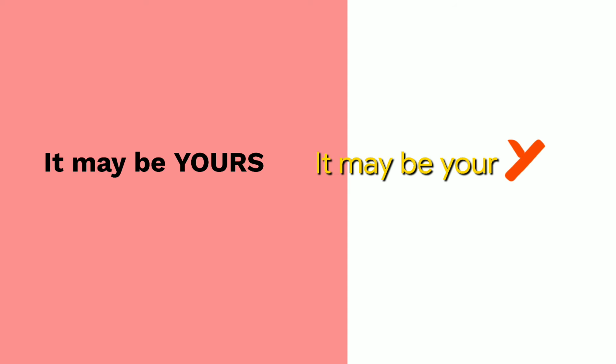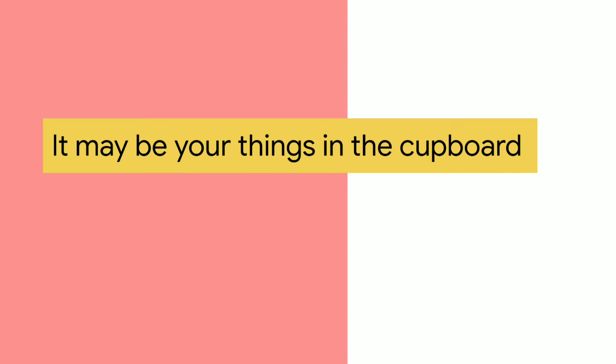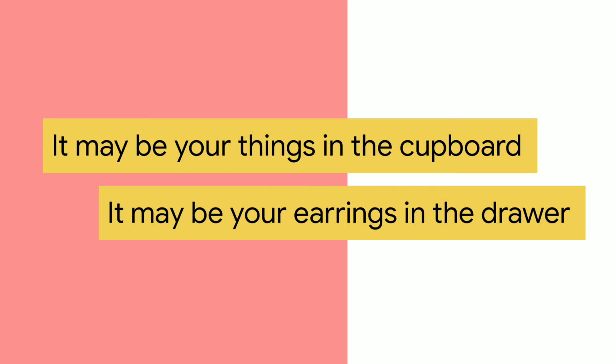Like in the other statement, "It may be yours." I use "it may be yours" as an objective statement, the objective part of the statement. "It may be your." No, "your" is something like a possessive thing we use. There is no other part of the statement that says more about a possessive thing. If there is another part of the statement that says any possessive things, like "it may be your thing in the cupboard, it may be your earrings in the drawer," then I use "your".